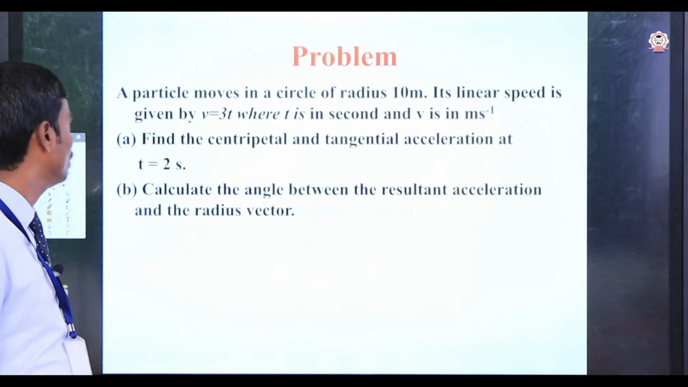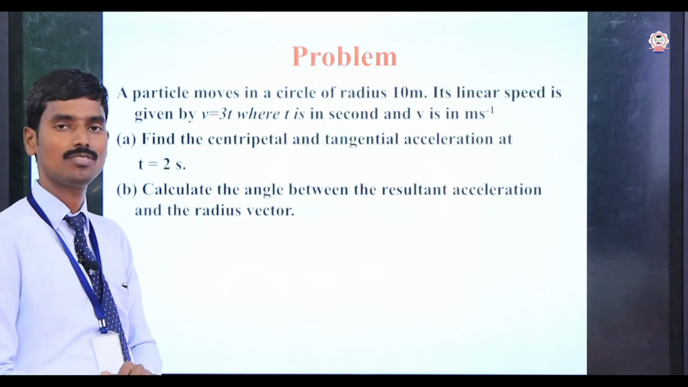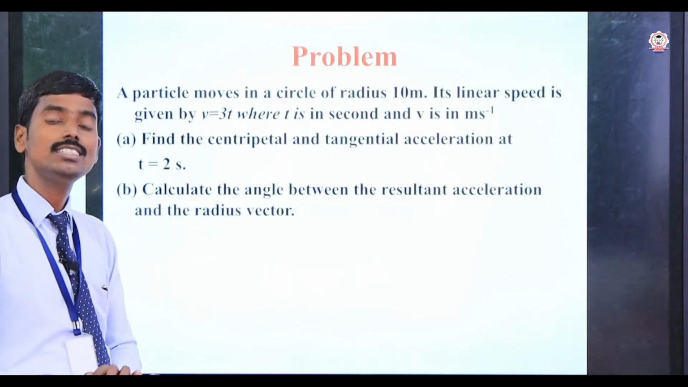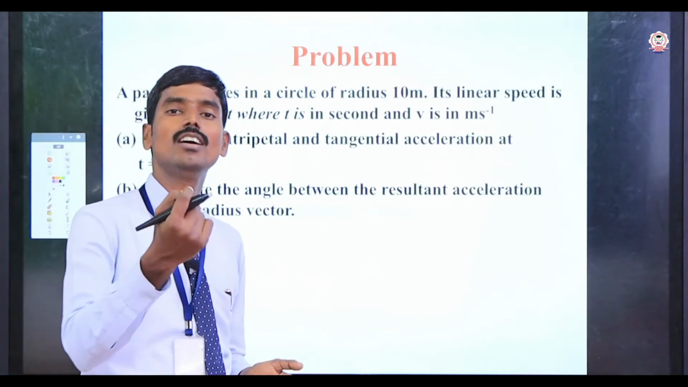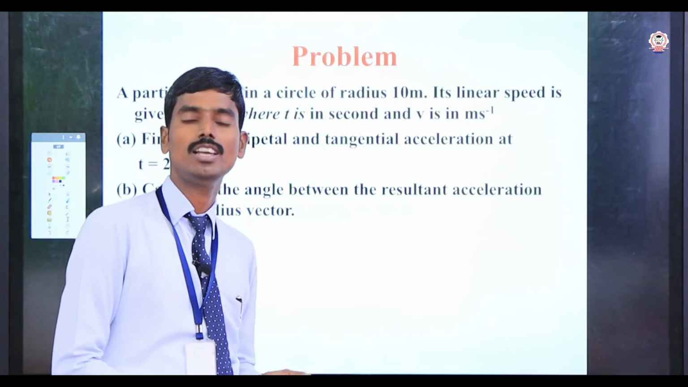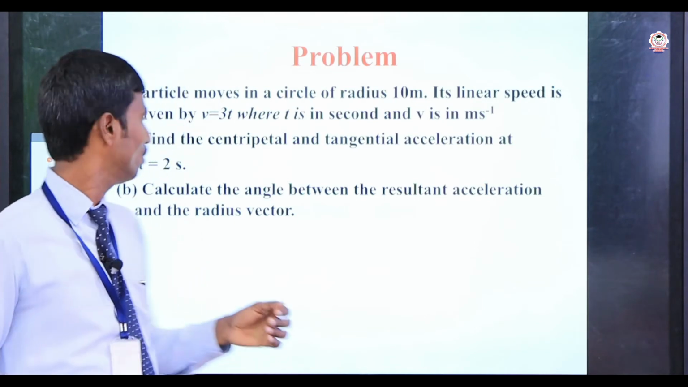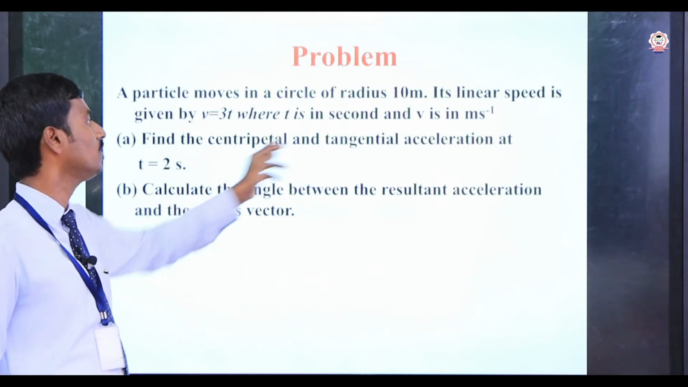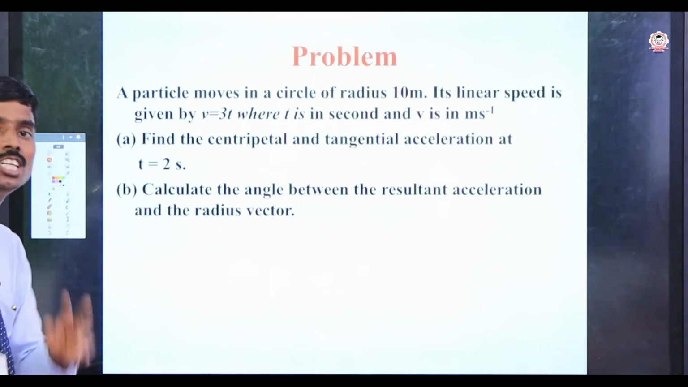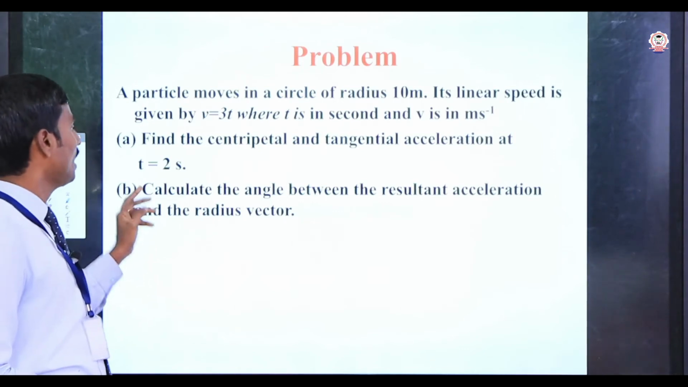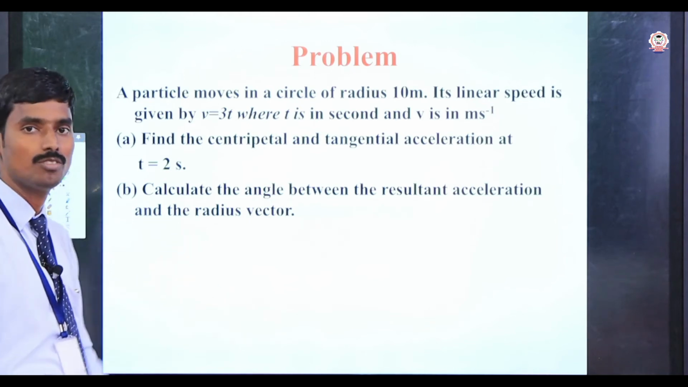So that is the given data. The question asks: find the centripetal acceleration and the tangential acceleration. Centripetal acceleration, already we know centripetal force. What is the formula for centripetal force? Centripetal force is mv square by r, acting towards the center, for example in whirling motion. The question asks for the centripetal acceleration and also the tangential acceleration when t equal to 2 seconds. The next question: calculate the angle between the resultant acceleration and the radius vector.